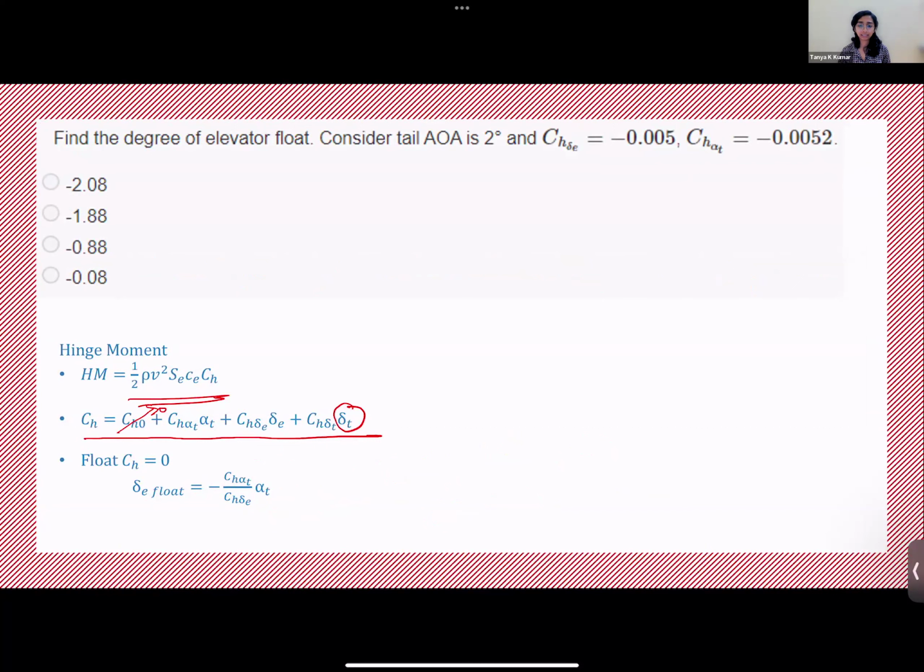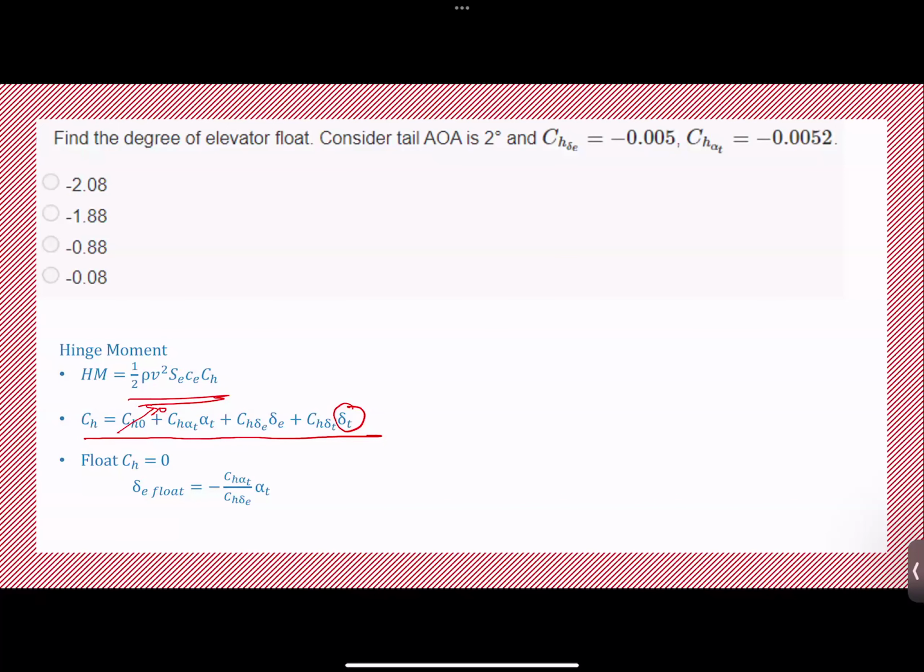What is delta T? Delta E was elevator deflection. Alpha T is angle of attack at tail. What is this delta T? Deflection of tail. How do you deflect your tail? You can't deflect the tail, right? The tail is fixed.